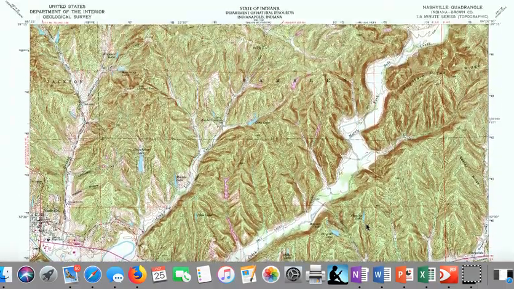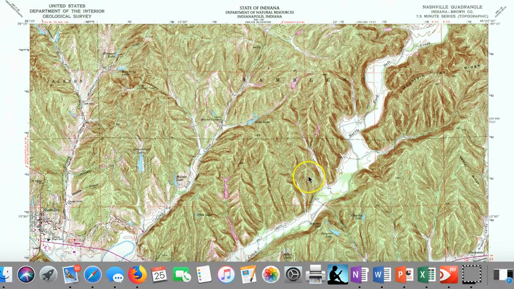Now, today, this broadcast concentrates on how we tell hills from valleys and ridges from stream beds, and how we can tell which direction a stream is flowing, and how we can tell how steep or not steep a hill is. So let's get into it now.